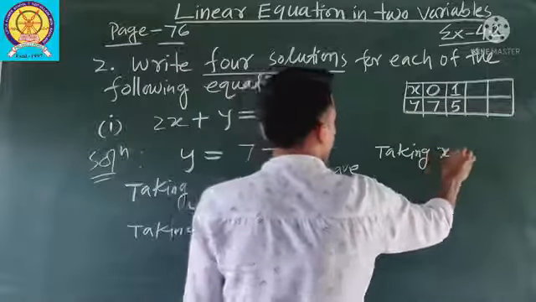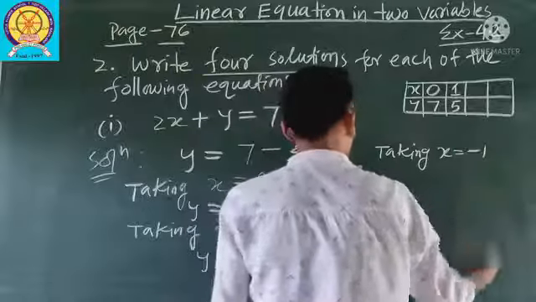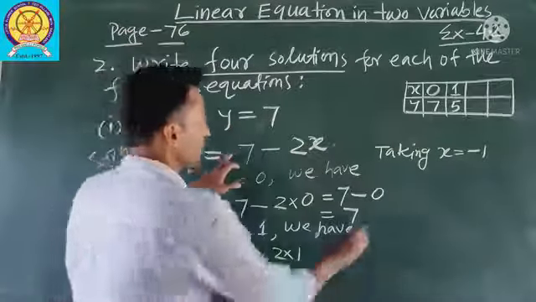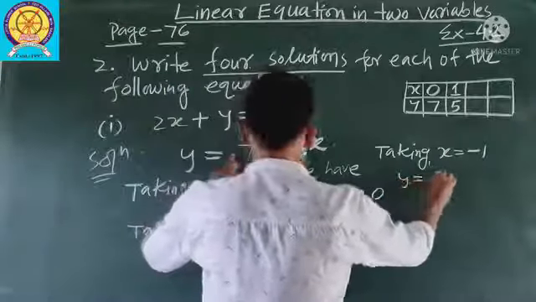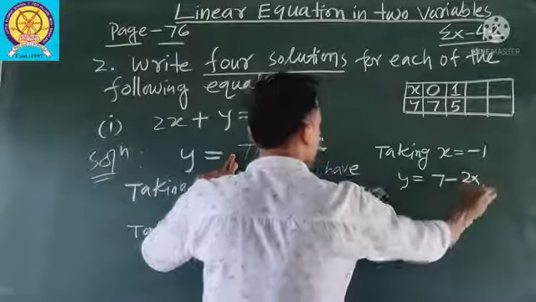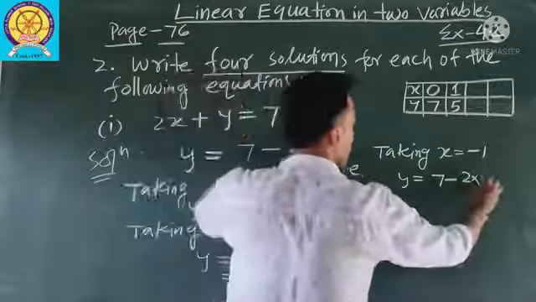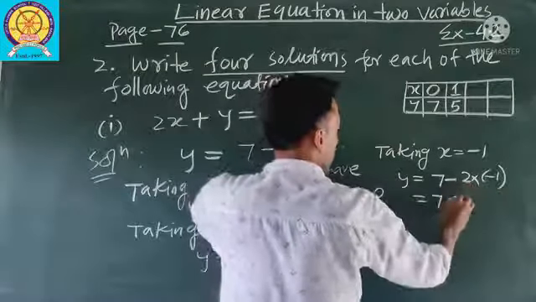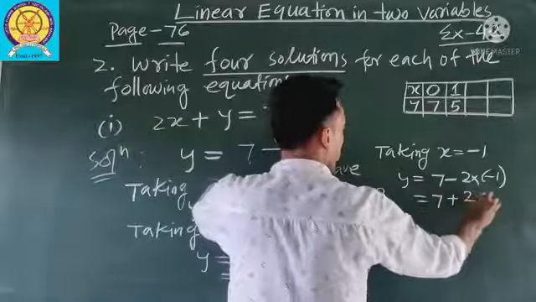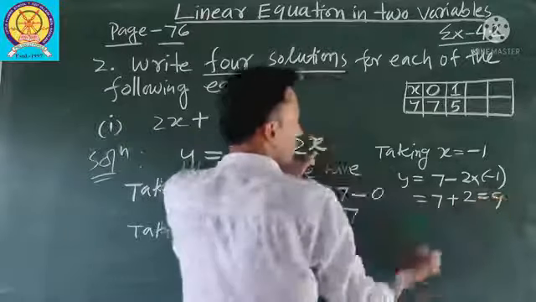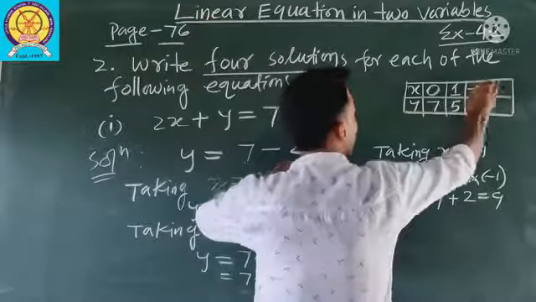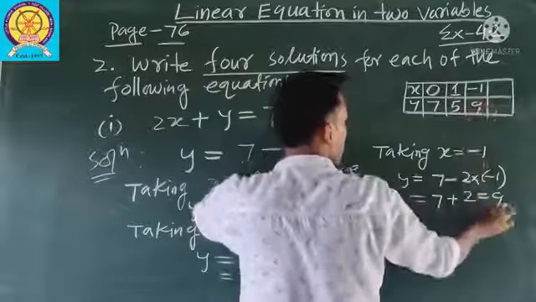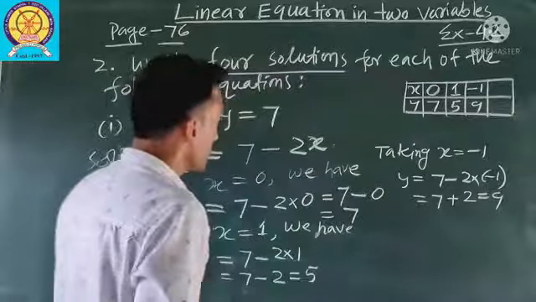Taking x as, for example, minus 1. We take x value now as minus 1. So y equals 7 minus 2 into minus 1. Minus into minus is plus, 2 into 1 is 2. 7 plus 2 is 9. When we take x as minus 1, we get y value 9.